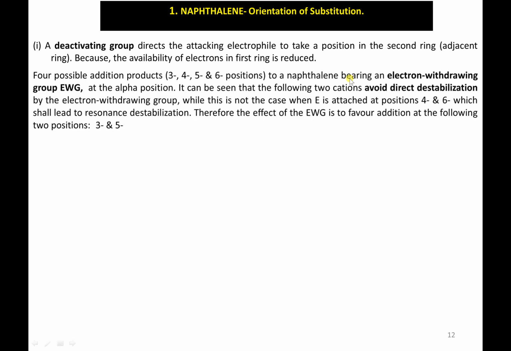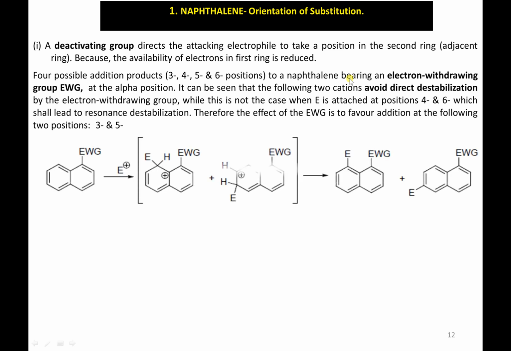For possible addition products at the 3, 4, 5, 6 positions of a naphthalene bearing an electron withdrawing group, that is EWG, at the alpha position, it can be seen that the two cations avoid a direct destabilization by the electron withdrawing group, while this is not the case when the EWG is attached at position 4 and 6, which would lead to resonance destabilization. Therefore, the effect of EWG is to favor addition at the following two positions, that is the 3 position and the 5 position. Okay, so let us see.